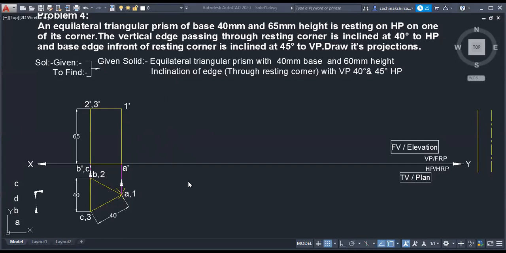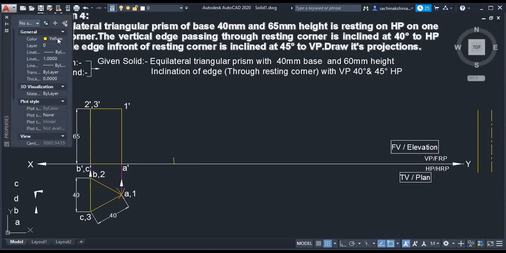With whom we have to give inclination? With HP. How much inclination? 40 degrees. So what do we have to do in the next step? Here we select one random point and draw one line, making how much angle? 40 degrees.